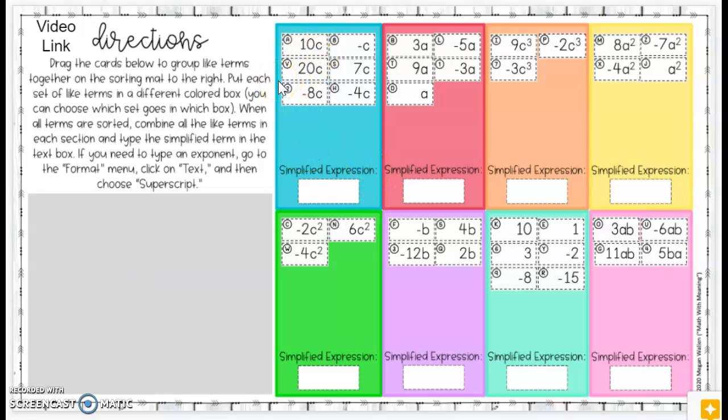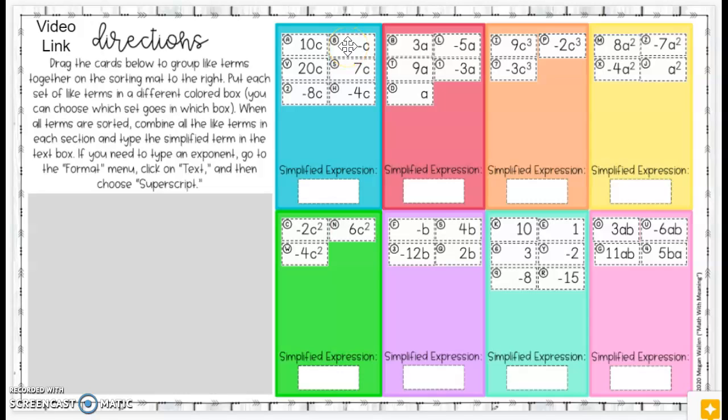If I have 10c, that's a positive. 20c is also a positive, so 10c plus 20c equals 30c. We don't add anything else to the c, you're just adding your coefficients. So 20c plus 10c equals 30c. Now I have minus 8c, so 30c minus 8c equals 22c. And if I don't have a number in front of it, there's an invisible 1 there.